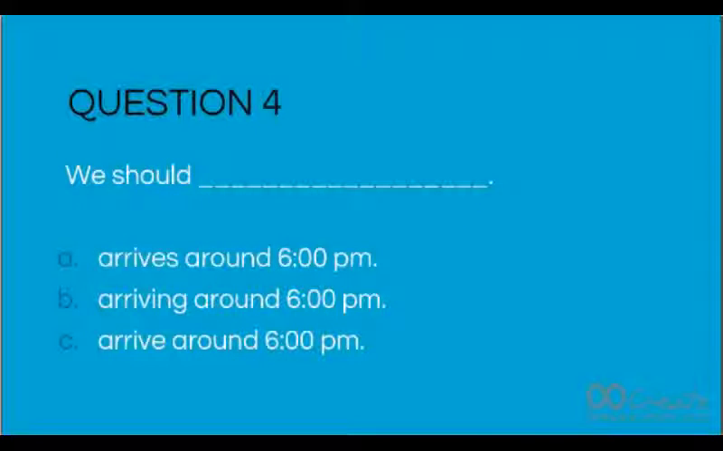Question number 4. We should A, arrives around 6 p.m. B, arriving around 6 p.m. or C, arrive around 6 p.m. The correct answer is C, arrive around 6 p.m. When we use the word should, we do not change the form of the main verb, arrive.